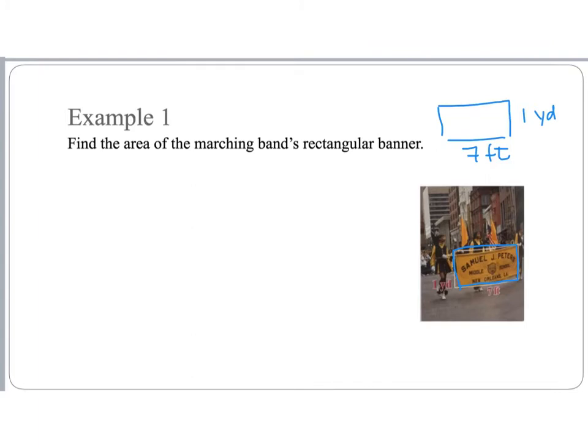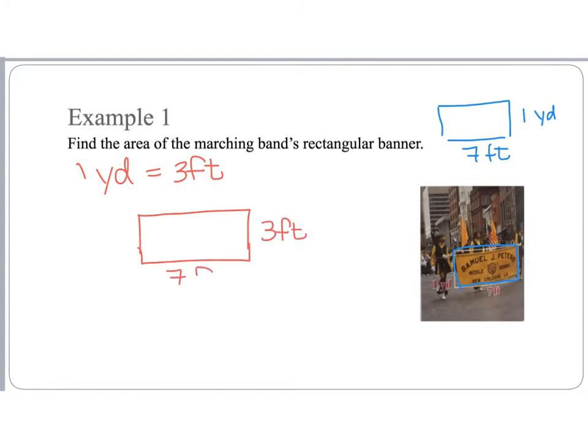Okay, so right away, because the 2 units are not the same, I would convert them. So if you recall, or if you have your conversion sheet in front of you, we know that 1 yard is equal to 3 feet. So I'm going to redraw my rectangle now, and I'm just going to relabel this as 3 feet by 7 feet. And now that my units are the same, I can go ahead and find area.